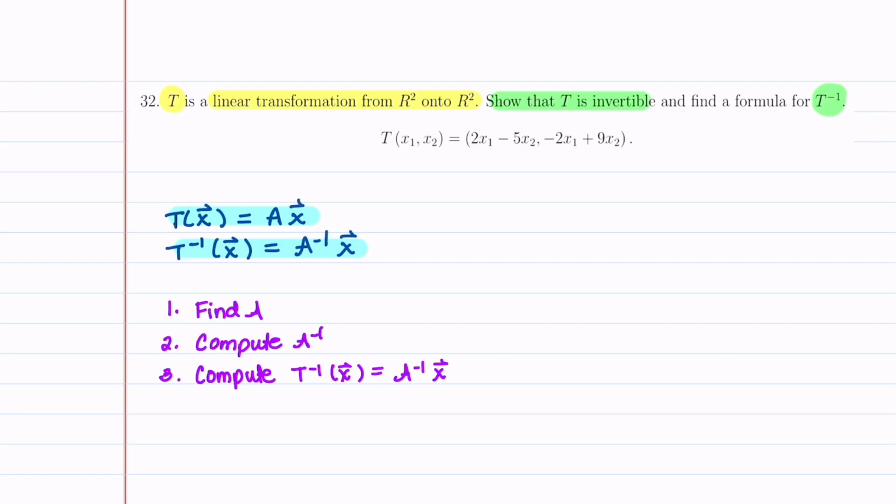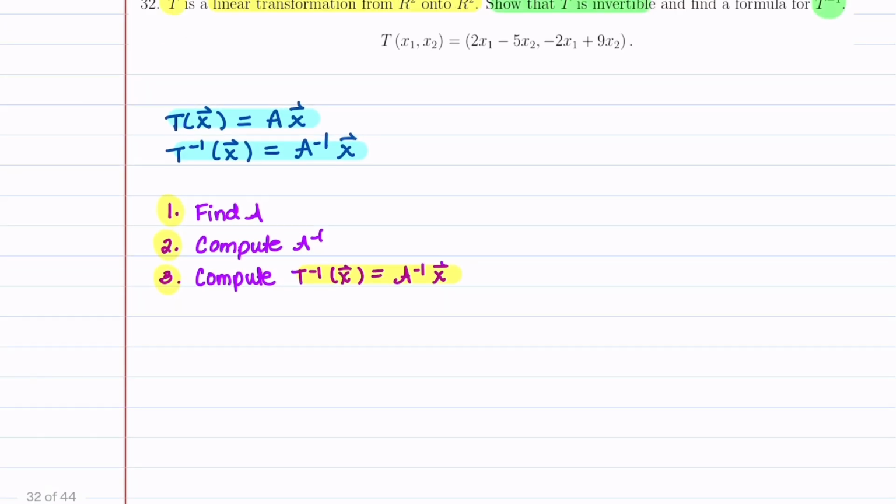Our strategy to solve this problem is going to be to complete these three steps. The first thing we're going to have to do is look at our transformation and find matrix A. Then we're going to find our matrix A inverse. And then we're going to use our formula and compute T inverse of x by multiplying A inverse times x. Let's go ahead and start with our first step. So our first step is to find matrix A.